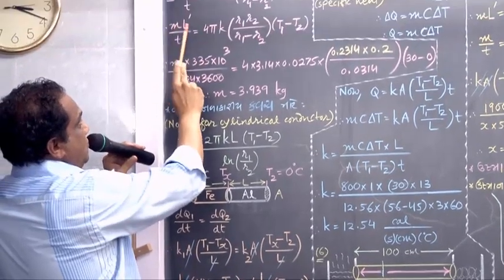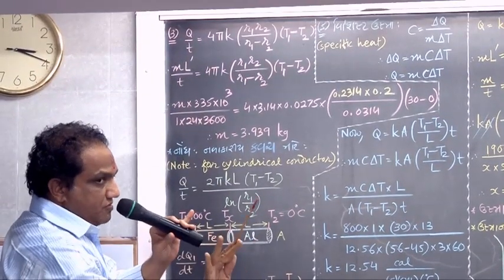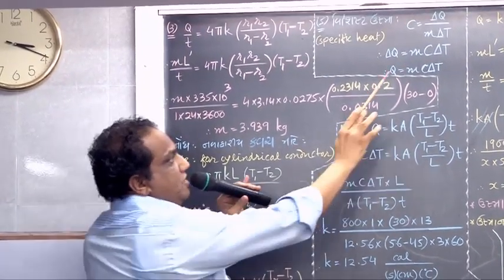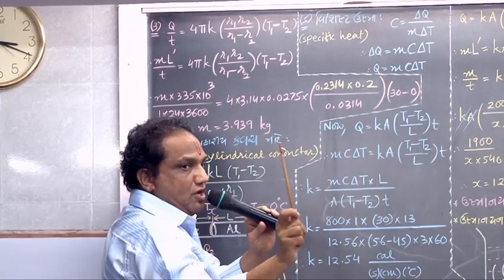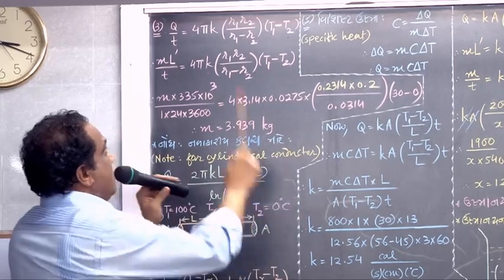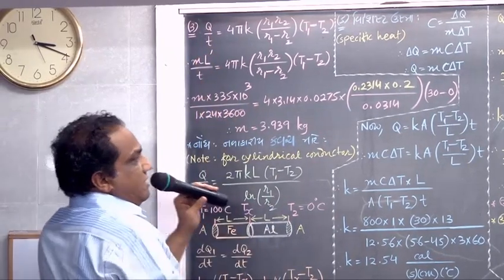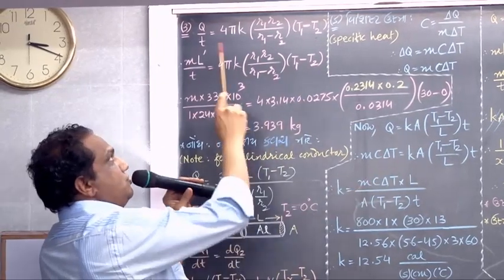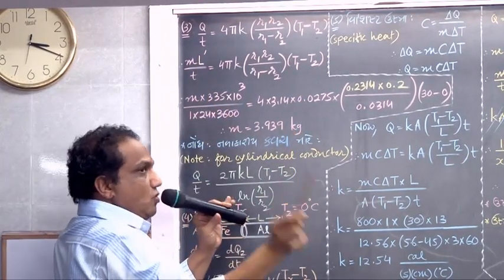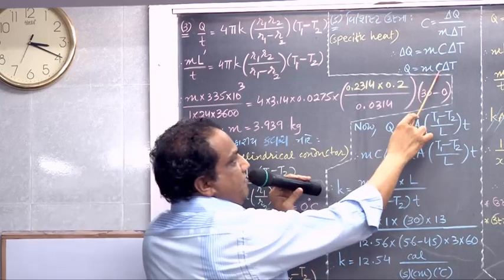Q equals ml dash. If there is no change of state, only a change of temperature, you may use the formula Q equals mc delta T. So remember, only two formulas for Q: one is ml dash and another is mc delta T. If there is a change of state, use this formula. If no change of state, only change of temperature, use this formula.